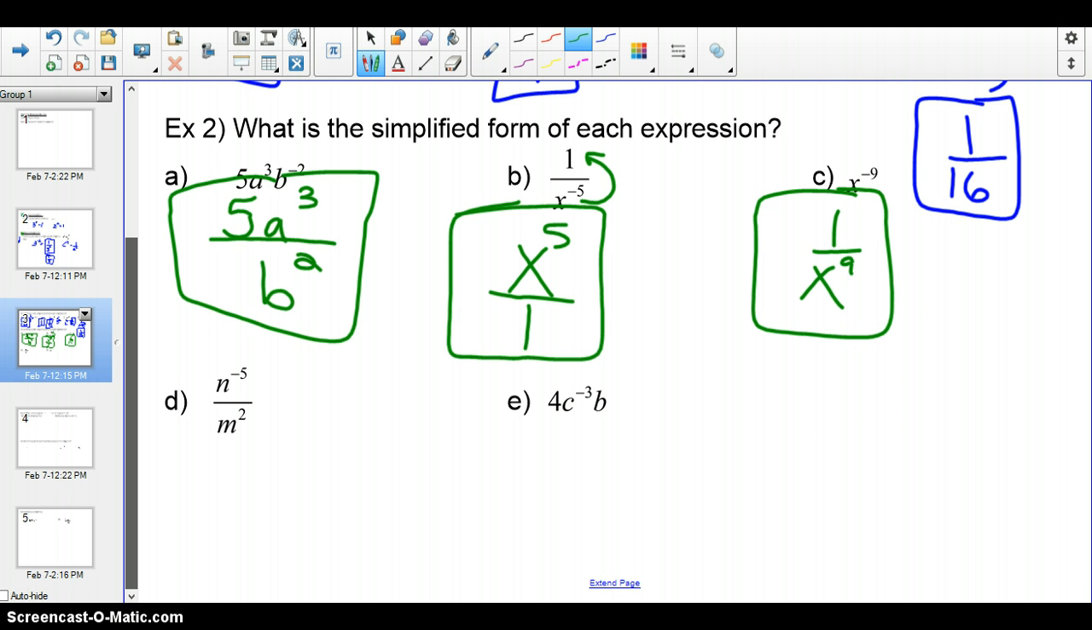D, we've got a negative exponent on n. We're going to have to move that to the denominator. So this is just 1 over m squared times n to the 5th. And then the last one, c has a negative exponent, so that needs to move to the denominator. So 4b is left in the numerator, and c cubed is in the denominator.